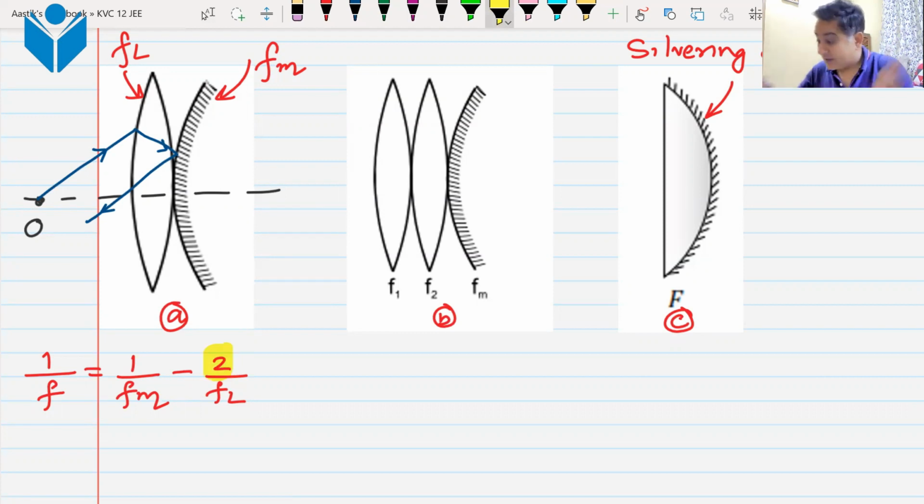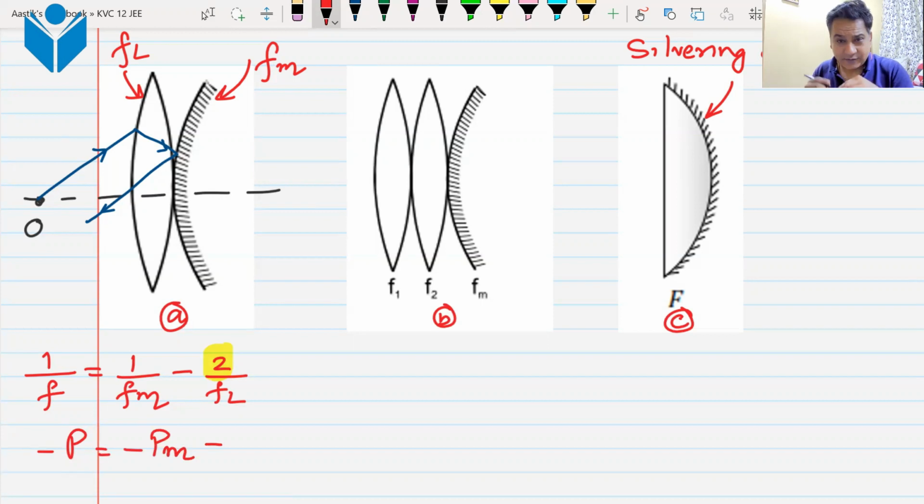The other way of remembering the same thing is you can write this as 1 by F, the focal length of the mirror. So I can write it as minus the power of the mirror, because power of a mirror is minus 1 by F. Yes or no? 1 by FM is minus the power of the mirror.